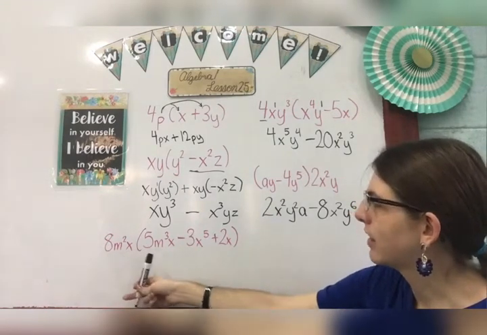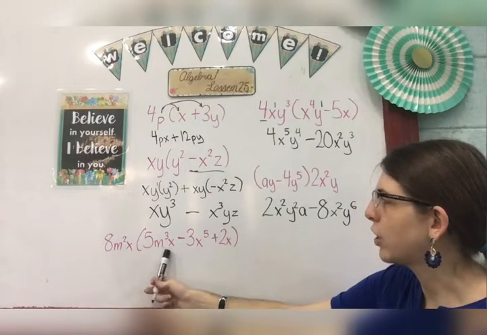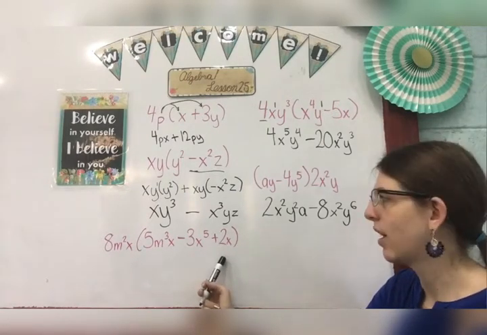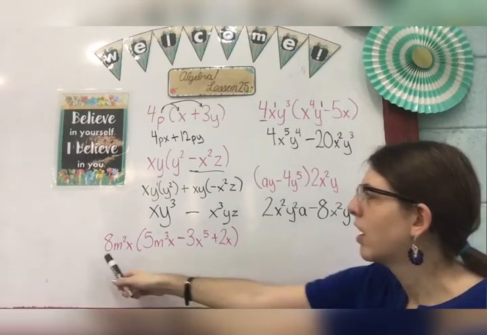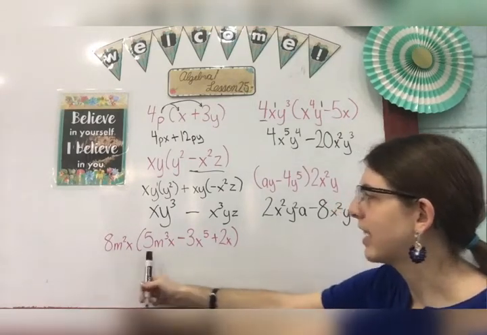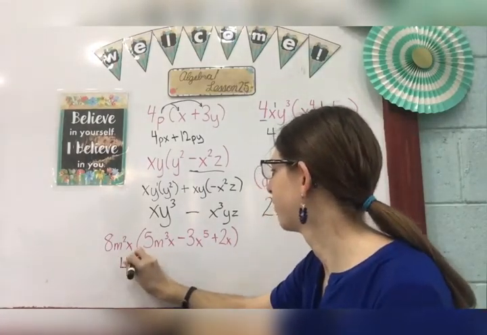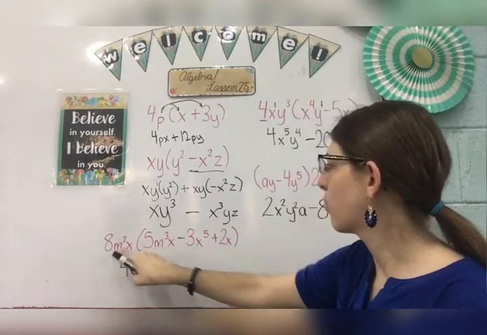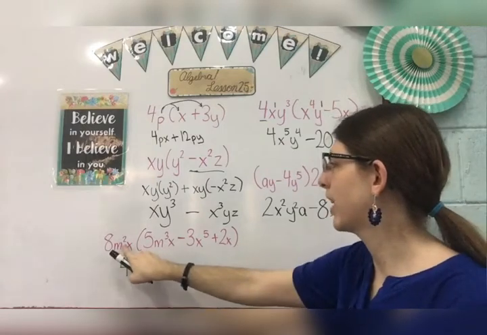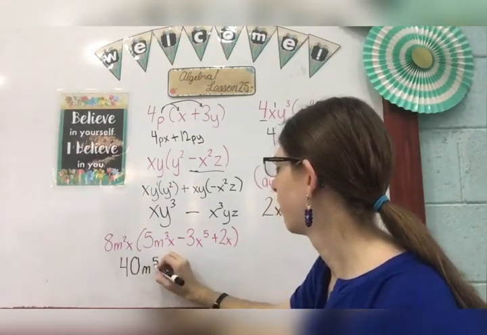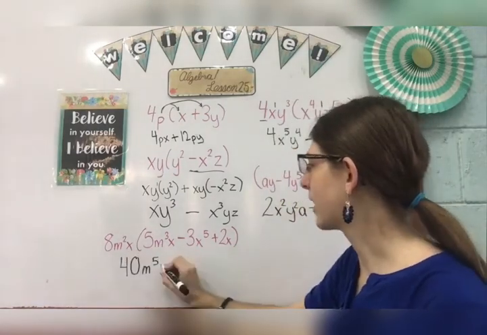8m squared x times 5m cubed x minus 3x to the 5th plus 2x. Okay, let's multiply each term, starting with the first one. 8 times 5 is 40. m squared times m cubed, add your exponents. 2 plus 3 is 5. x times x is x squared.